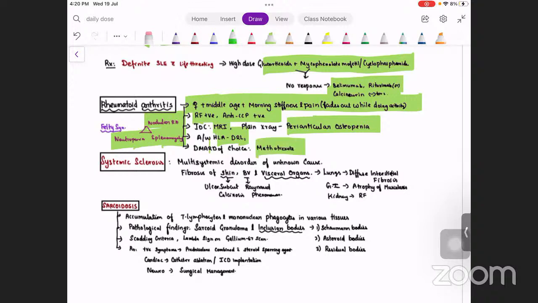Then you have systemic sclerosis, a multisystemic disorder with fibrosis of the skin, blood vessels, and visceral organs. It is of unknown cause. In the skin, it can cause subcutaneous calcinosis; in blood vessels, Raynaud phenomenon; in the lungs, diffuse interstitial fibrosis; atrophy of the muscularis; and you may see renal failure associated with systemic sclerosis.